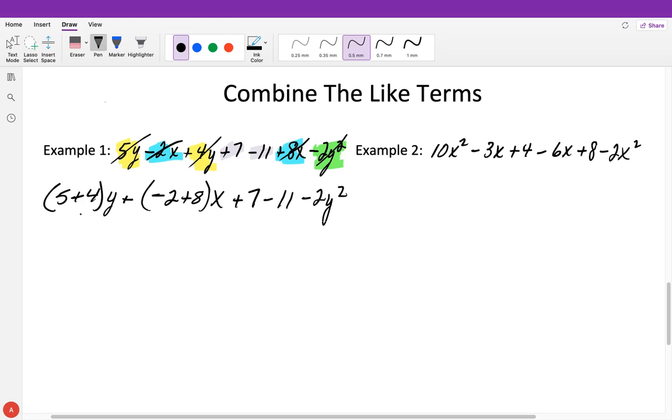And then from here, I'm just going to add this. I have 5 plus 4 is 9y. Negative 2 plus 8 is 6x. 7 minus 11 is minus 4. And then minus 2y squared.